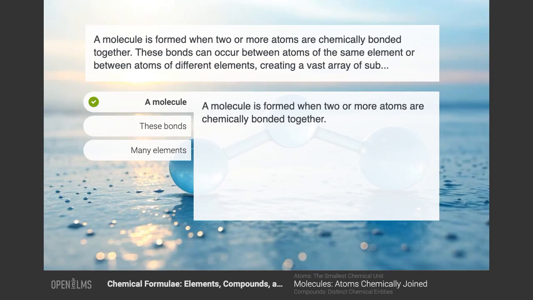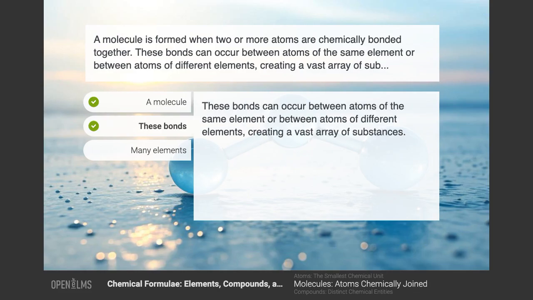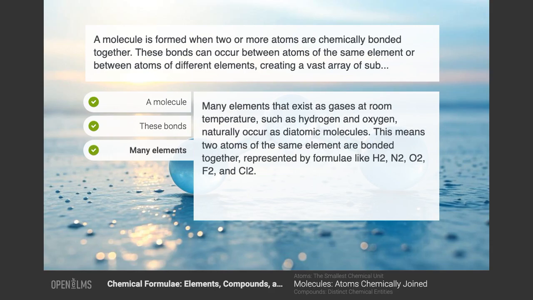A molecule is formed when two or more atoms are chemically bonded together. These bonds can occur between atoms of the same element or between atoms of different elements, creating a vast array of substances. Many elements that exist as gases at room temperature, such as hydrogen and oxygen, naturally occur as diatomic molecules. This means two atoms of the same element are bonded together, represented by formulae like H2, N2, O2, F2, and Cl2.